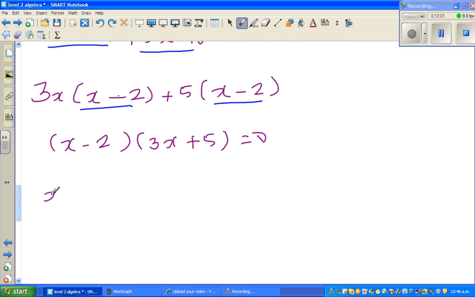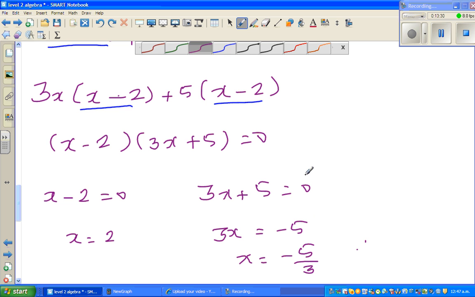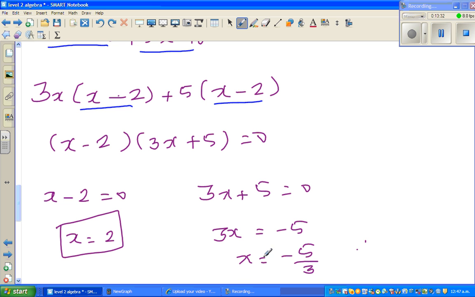Now if you set both of them equal to 0, x minus 2 is 0 and 3x plus 5 is 0. So x is 2, and 3x is minus 5, so x is minus 5 over 3. I can't simplify it further. So this is my final answer: x is 2, or x is minus 5 over 3, which is minus 1.66.